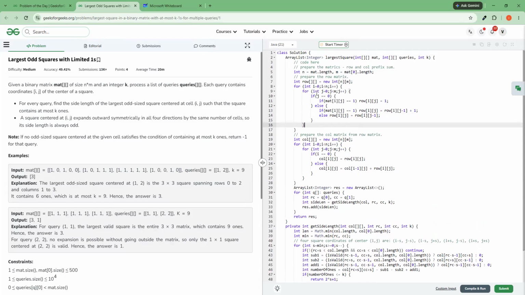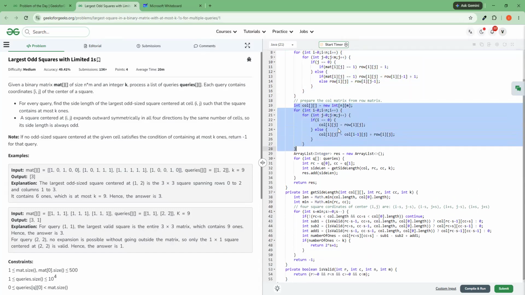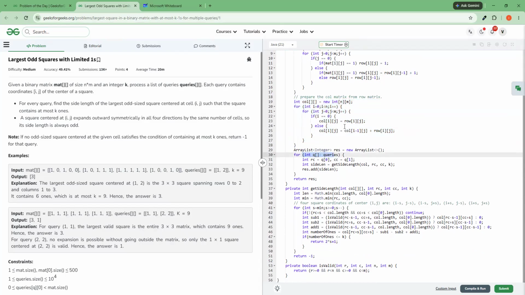Coming to the time and space complexities. As you can see, we are taking n cross m as the extra space for storing these variables. And this will take big O of n cross m time. First, the time complexity. This will take big O of n cross m, and this again big O of n cross m. And here we are doing the queries. So this will be the length of the queries, and get side length will work for the minimum, and the minimum will be based on this center coordinates. In the worst case, every query can go up to n minus 1, m minus 1, considering this is the center.